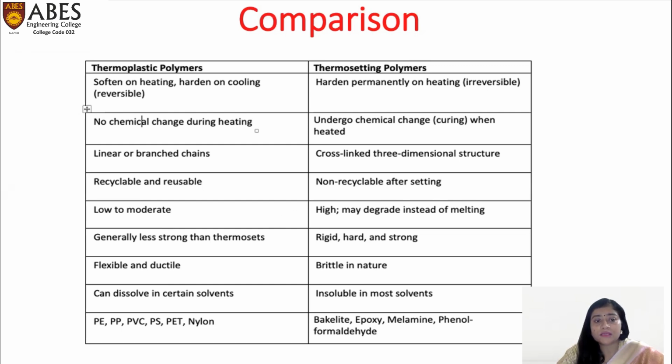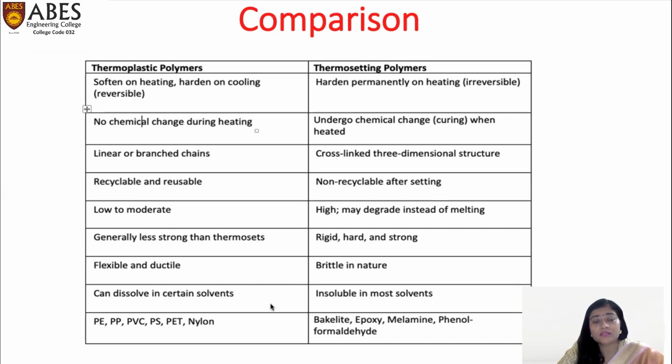Thermoplastic polymers use low to moderate temperatures, while thermosets withstand high temperatures, but at very high temperatures they may degrade instead of melting. Next, thermoplastics are generally less strong than thermosets. Thermosets are strong, rigid, and hard. Thermoplastics are flexible and ductile. Thermosets are brittle in nature.